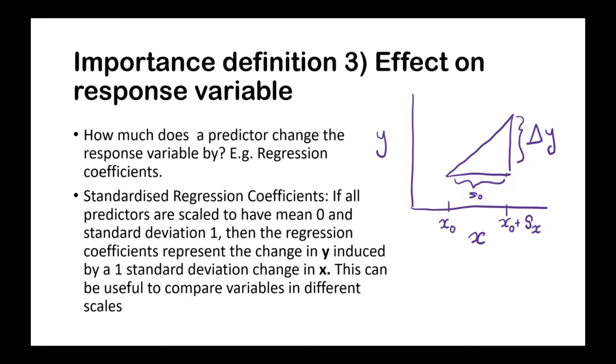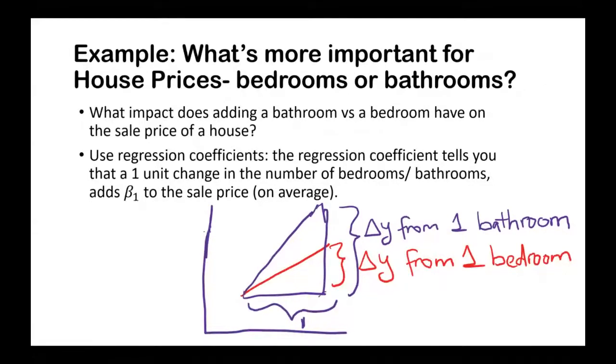Sometimes there's a natural scale on which to compare your predictors and say which one's more important. So here I'm going to ask what impact adding a bathroom versus a bedroom has on the sale price. I don't think it makes sense to scale it. I think people think about this question in units. So we're going to compare a 1 unit change in bedrooms to a 1 unit change in bathrooms and see which one's more important.